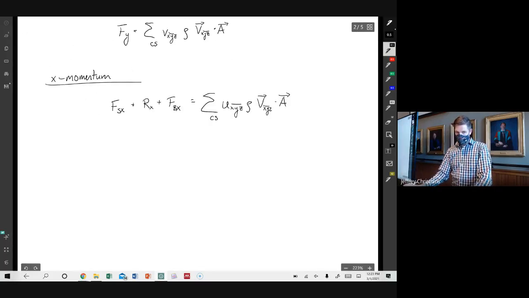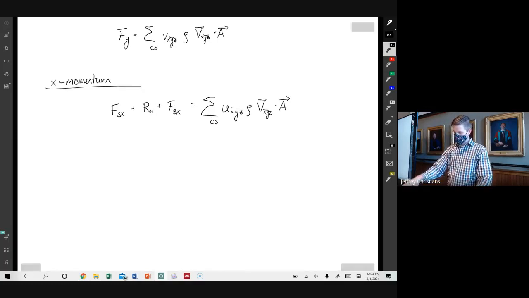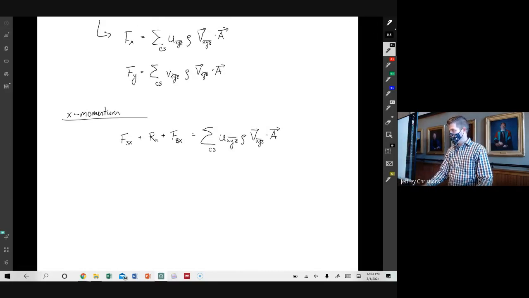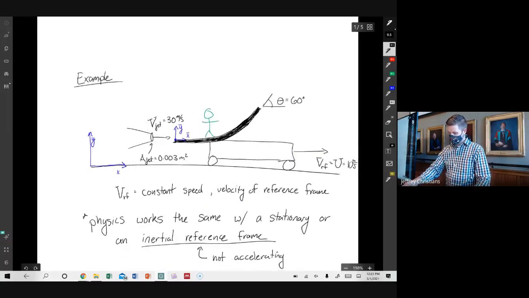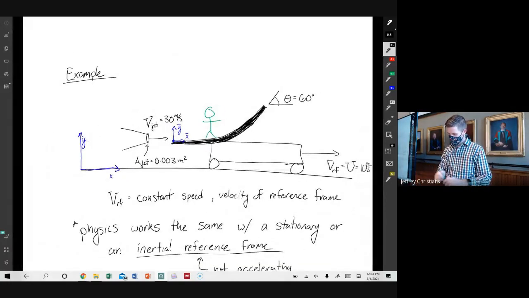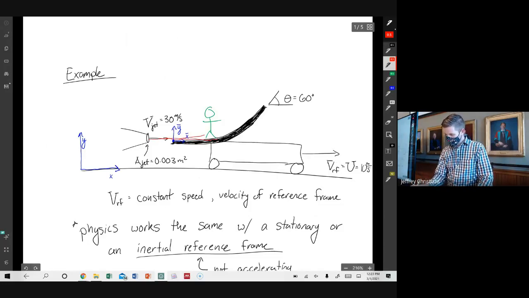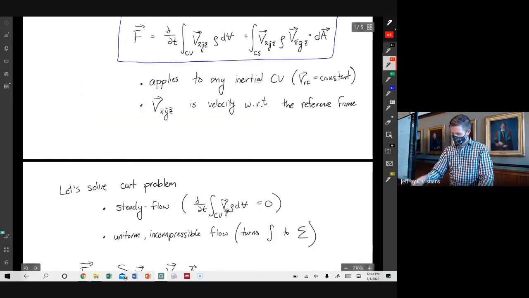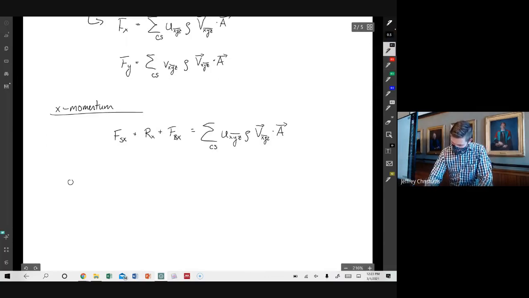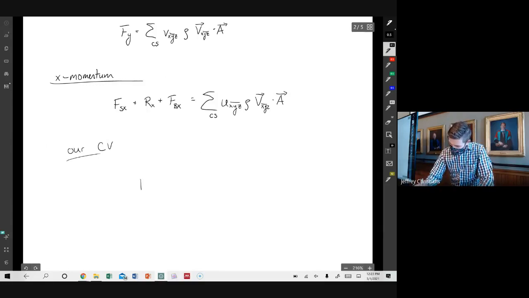Okay. And then we have to look again at what our control surfaces actually are. Like, what are we summing over? If we go up and look at our ramp, right, we're going to have our jet of water coming out of there, flowing up this way and shooting off in that direction. Right, so let's look at our control volume. I'll draw it again down here. Our CV is going to be something like this.